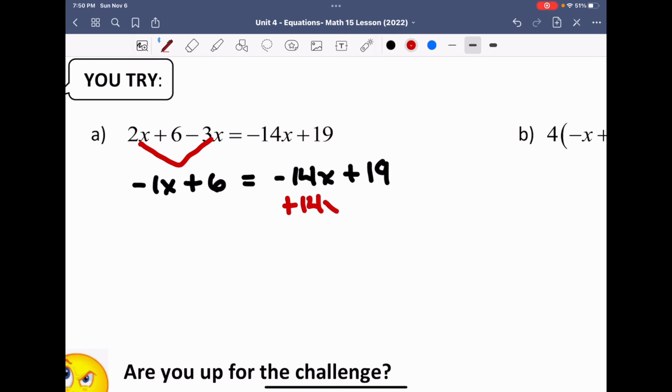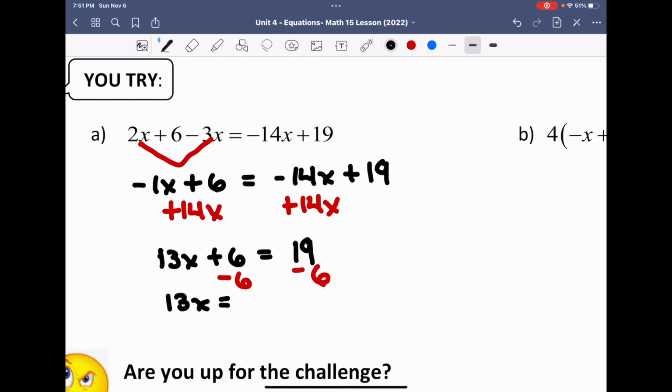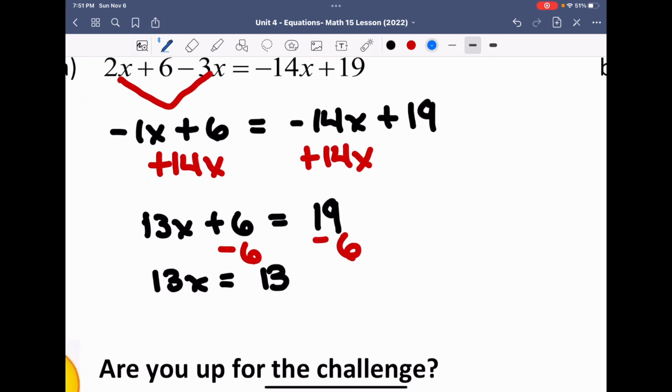add 14x to both sides. This is equal to 13x plus 6 is equal to 19. Now, I have to subtract away the 6 from both sides in order to isolate the term with the x. 13x is equal to 19 minus 6 is equal to 13. And finally, I have to divide by the 13 attached to the x. If it's being multiplied to x, we do the opposite operation, and x is equal to 1.